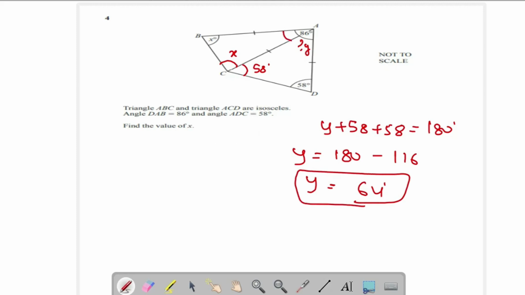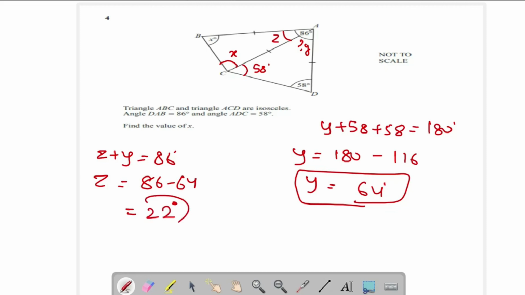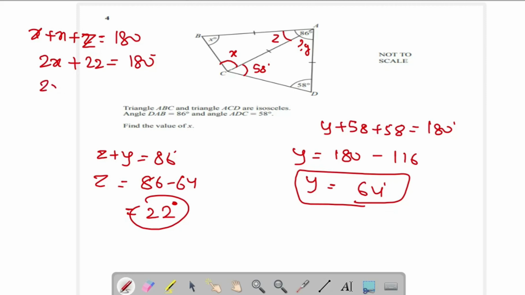Okay. Now we know this angle. Consider this is Z. So Z plus Y is 86, which is already given. Z is equals to 86 minus Y, which is 64. So if I subtract, I can say it is 22. Now angle sum property: X plus Z is equals to 180. X plus X, 2X plus 22 is equals to 180. This is Z. So 2X is equals to 180 minus 22. X is equals to, if I subtract it, how much I will get? 158. 158 divided by 2 is going to be 79.